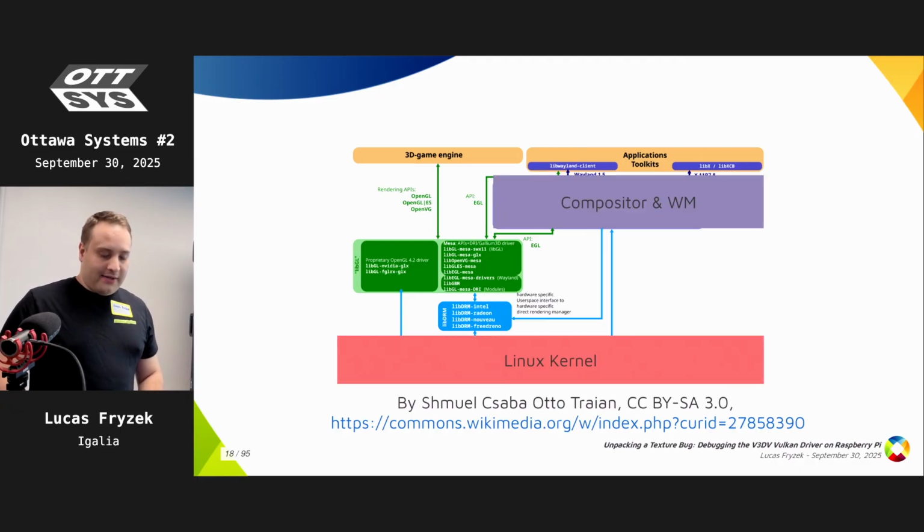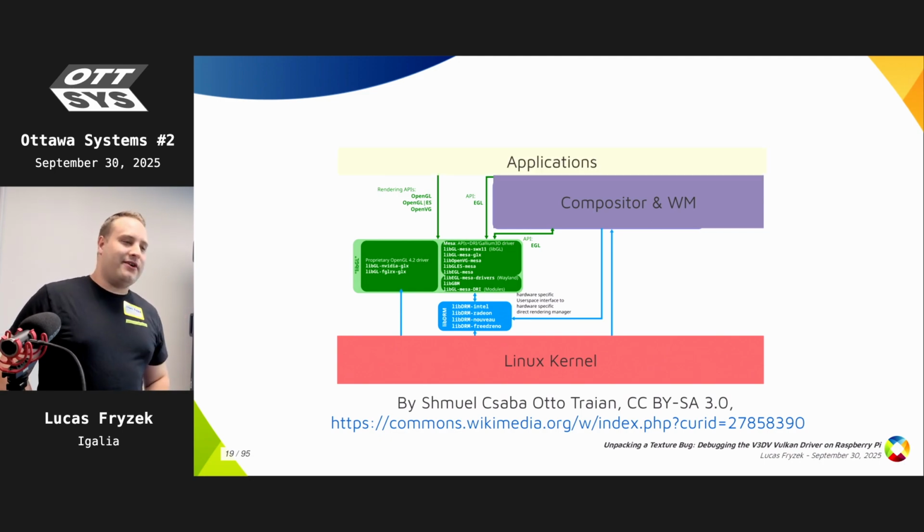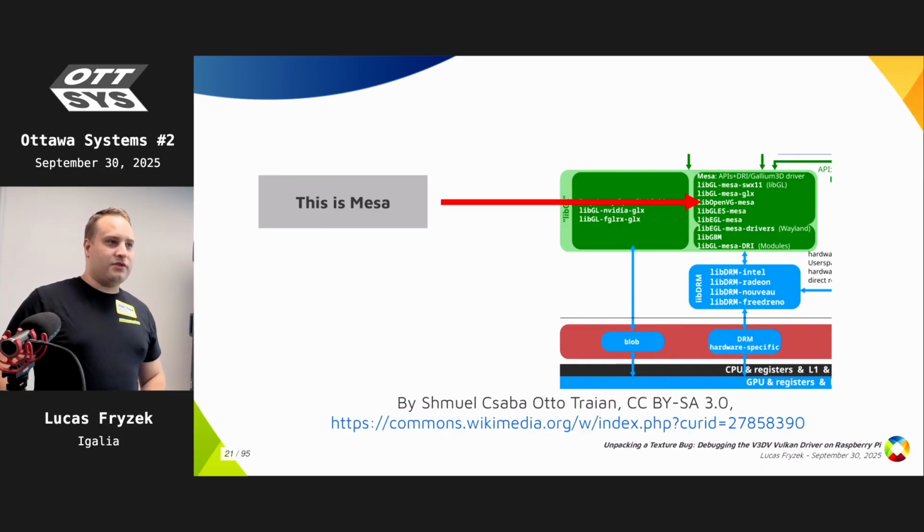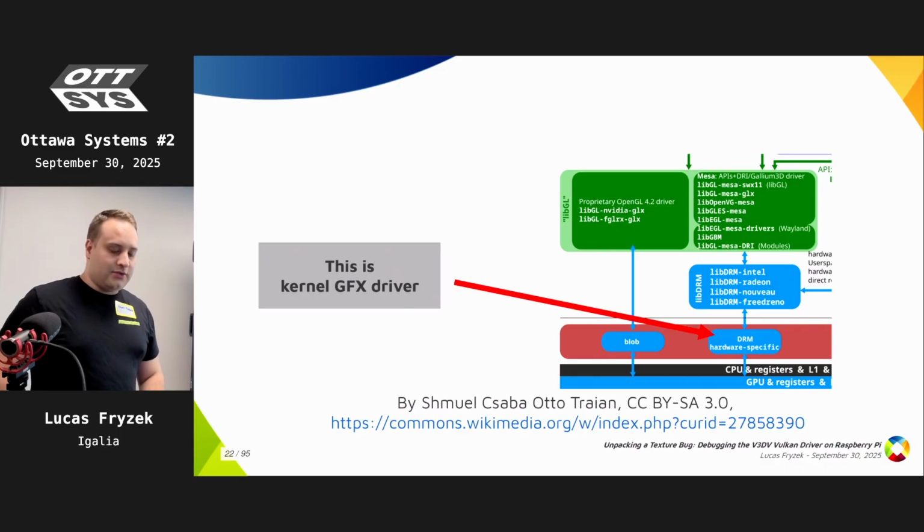You have the Linux kernel at the bottom here that's actually talking to hardware. At the top, you have applications that want to draw things on the screen in some way. And then right here in this green area, you have the user space graphics drivers. This is where Mesa exists. It's part of user space. It doesn't exist in the kernel. And it talks to the kernel through an interface called DRM. And the DRM interface exists within the kernel.